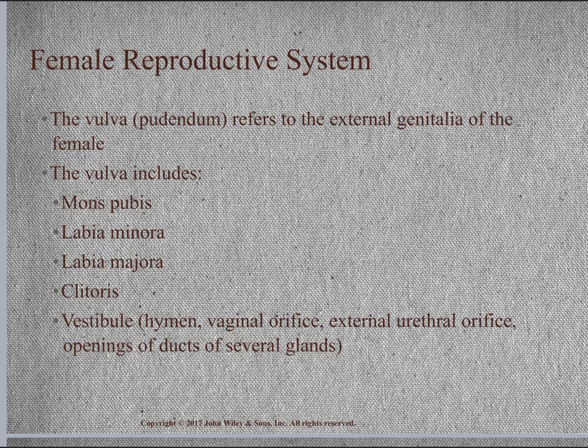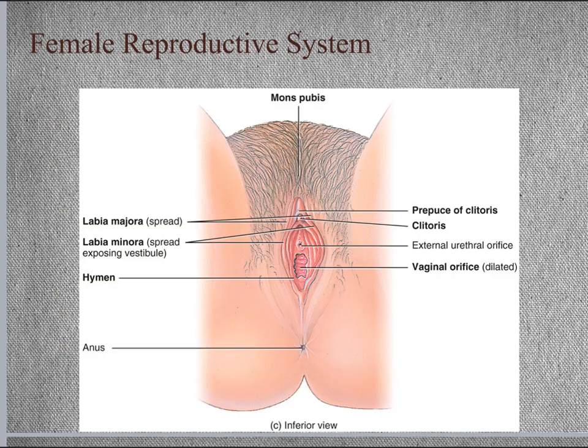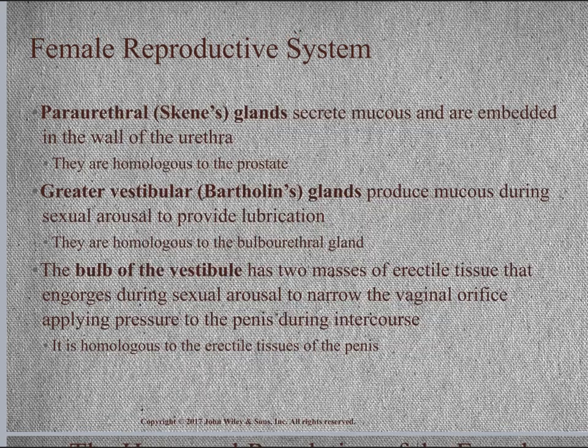several glands. So in this inferior view, we get to see the vulva and all the associated structures. So we see our two labias, minor, major. They're spread so we can see the external urethral orifice, the prepuce of the clitoris, the vaginal orifice, the hymen, the anus, and lastly, that fatty upper vaginal pouch, the mons pubis.